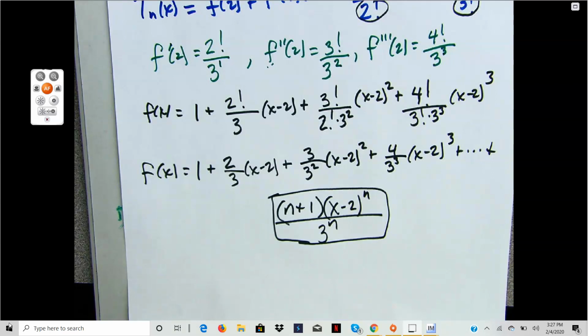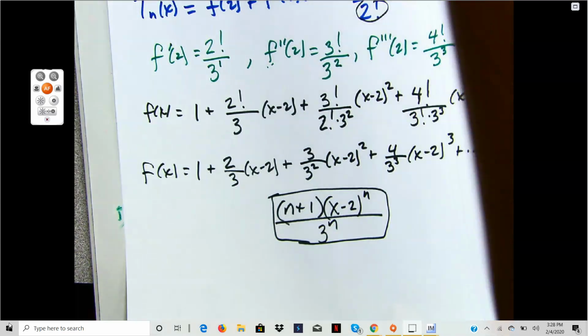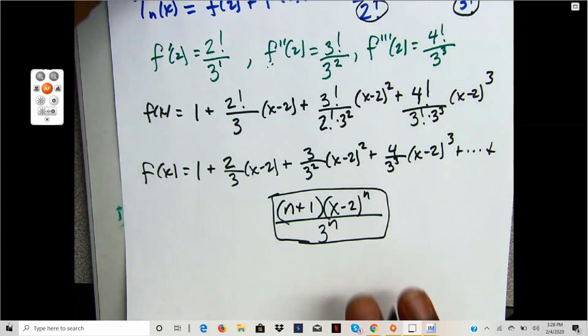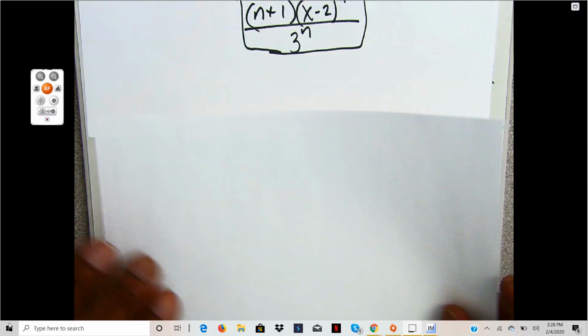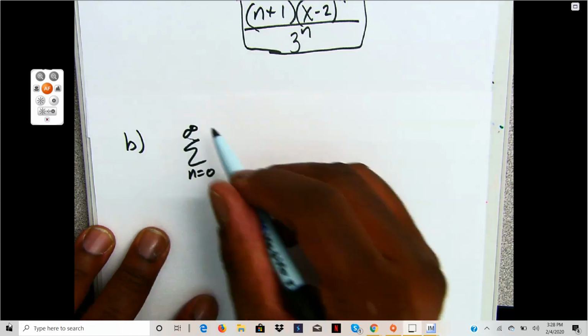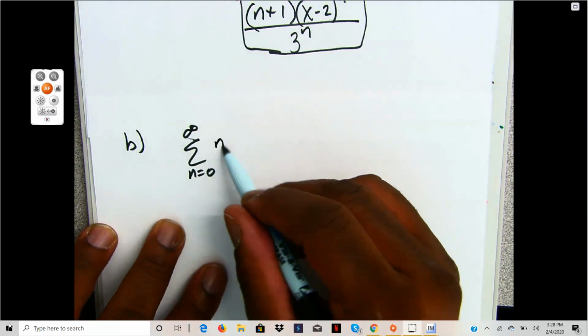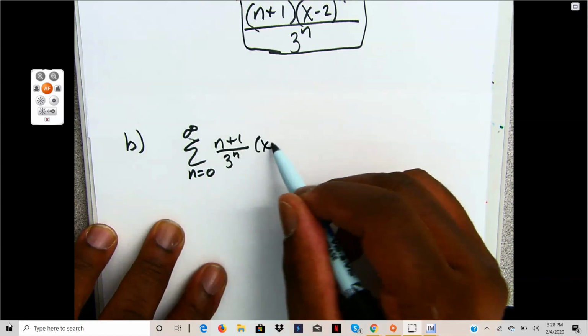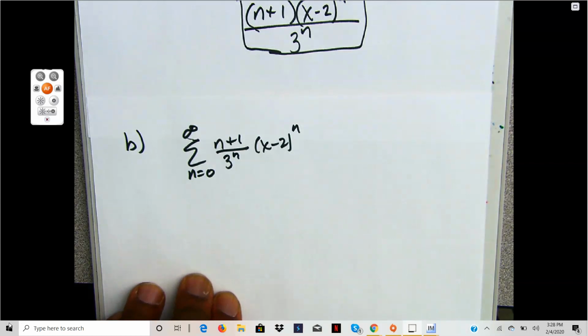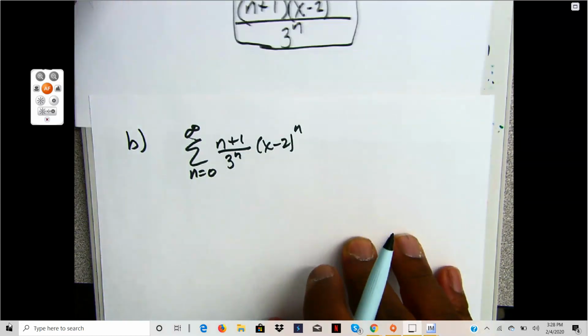Okay, now part B says find the radius of convergence for the Taylor series for f about x equals 2. Show the work that leads to your answer. Now that we have a general term, we should be able to find our radius of convergence. So for part B, basically we have the sum from n equals 0 to infinity of (n plus 1) over 3 to the n times (x minus 2) to the n. So we want to find our radius of convergence here. So we're going to use the ratio test.